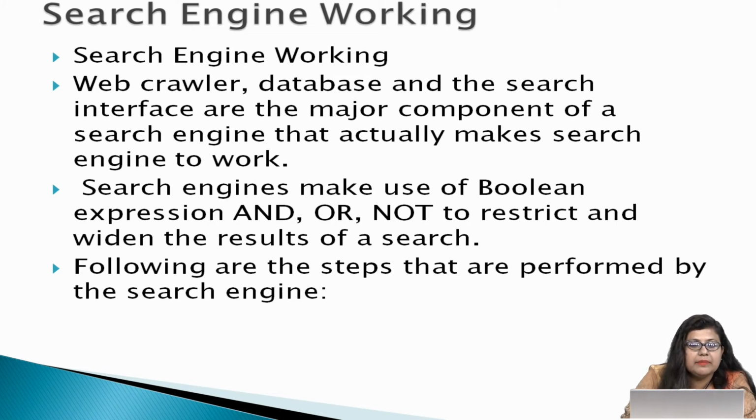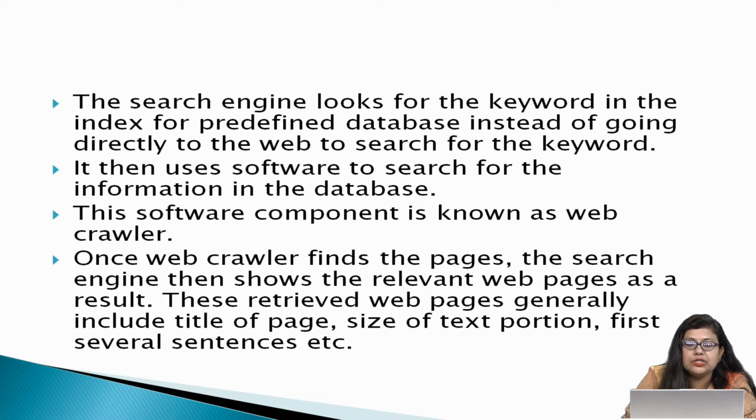The web crawler, database, and search interface, these three components combined together are the major components that make the search engine work. A search engine makes use of Boolean expressions like AND, OR, NOT to restrict and widen the results of a particular search. Following are the steps performed by the search engine. It looks for the keyword in the index of a predefined database instead of going directly to the web to search for a keyword. Whenever you type any kind of query in your search engine, what is the role of the search engine?